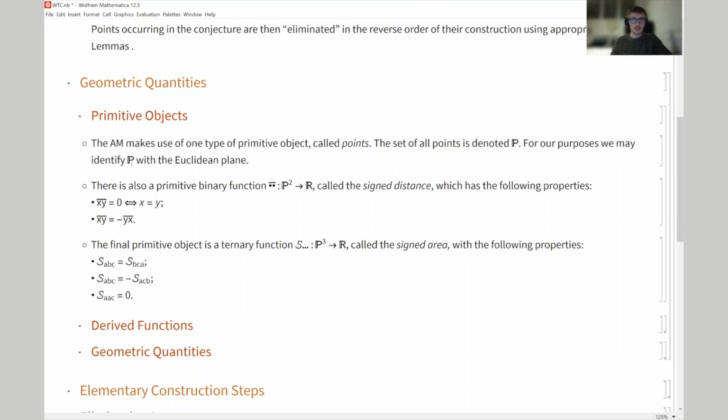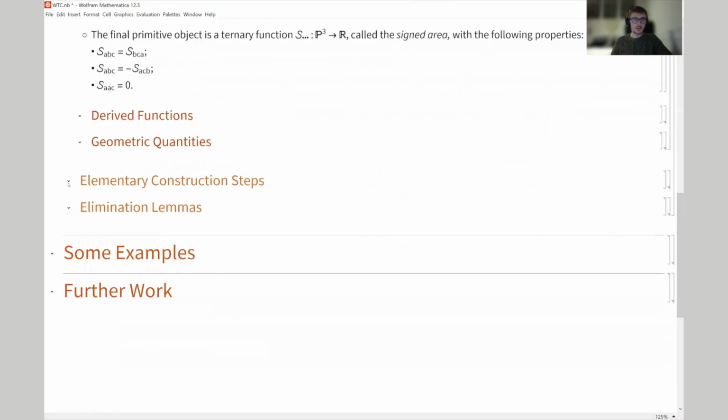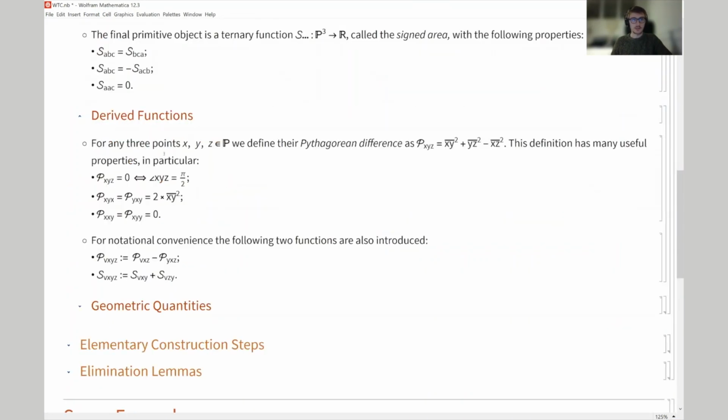Relations between points are expressed in terms of signed distances between 2 points, or signed areas of triangles whose vertices are some 3 points. Furthermore, we also have an important Pythagorean difference function, which measures how far an angle XYZ is from being a right angle. We have this relation that a Pythagorean difference of 3 points is 0 if and only if the angle defined by them is a right angle.